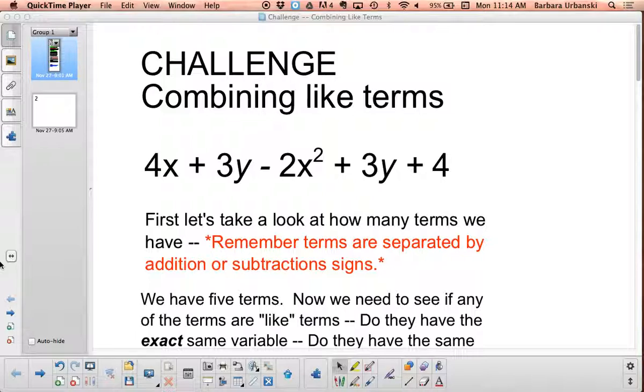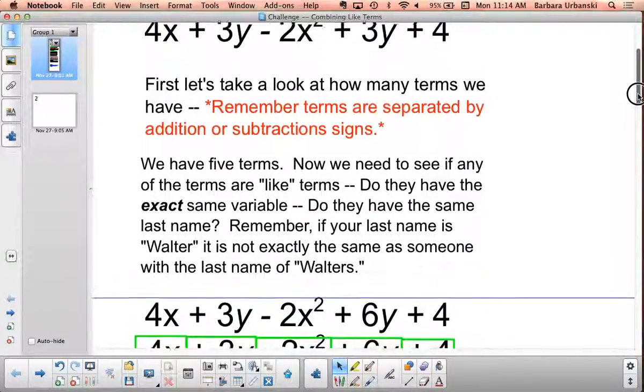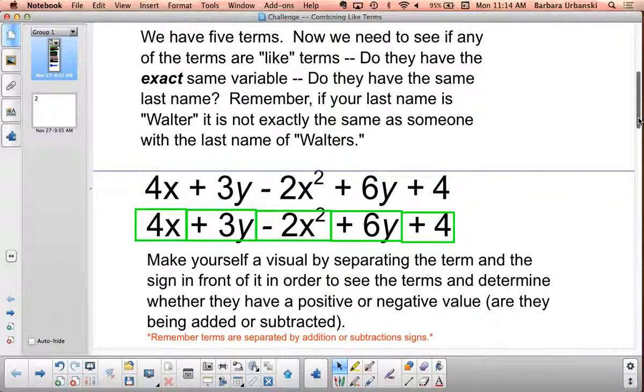So first, we're going to take a look at how many terms we have. We need to remember that terms are separated by addition and subtraction signs. So if you take a look, we do have 5 terms. I rewrote the problem here, and I put a green rectangle around the terms, and I looked at the sign in front of them.